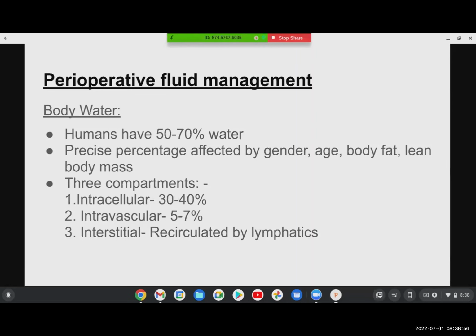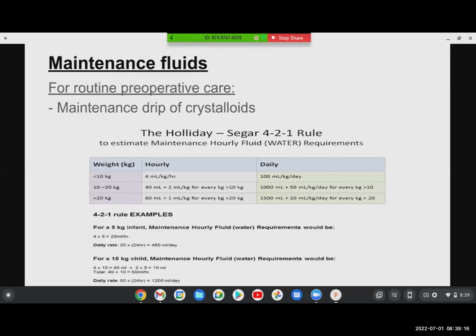The body water compartments are divided into intracellular, which is 30 to 40% of the total body weight, intravascular, which contains 5 to 7%, and the interstitial volume, which is recirculated by the lymphatics. Maintenance fluids for routine preoperative care are given by maintenance drip of crystalloids, primarily measured by the Holiday-Segar 4:2:1 rule. Weight less than 10 kg has an hourly amount of 4 ml per kg per hour. Weight over 10 to 20 kg has 40 ml plus 2 ml per kg for every kg increase over 10 kg, and weight over 20 kg has an hourly value of 60 ml plus 1 ml per kg for every kg over 20 kg.